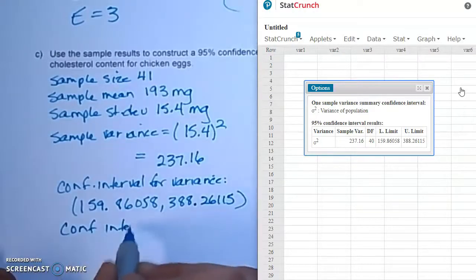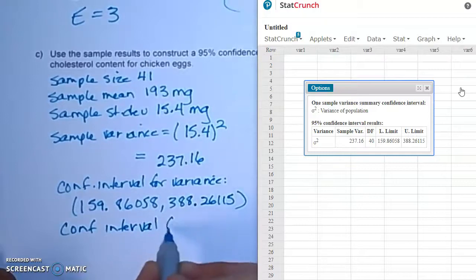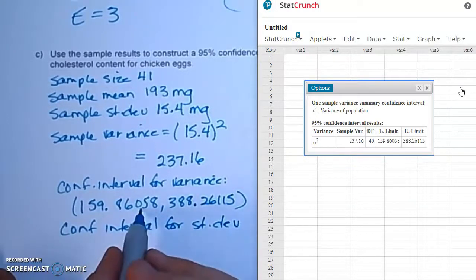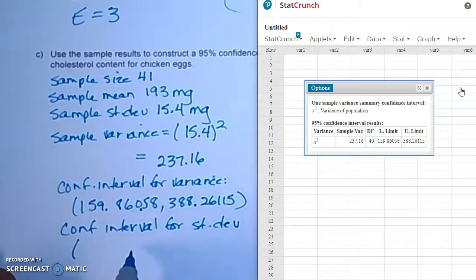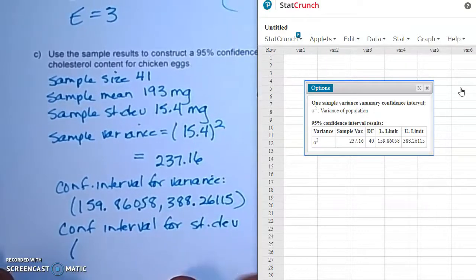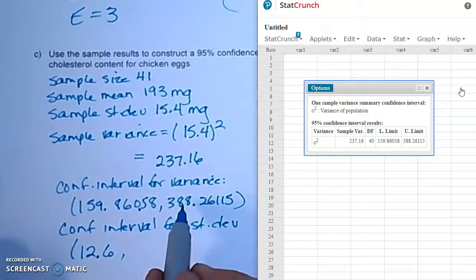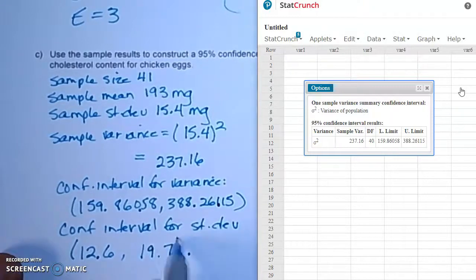From that, I'm going to go to my confidence interval for the standard deviation. That means I'm going to take the square root of this number to get my lower limit for this confidence interval. That gives me 12.6, and now I can round that value. And then to get my upper limit here, I'm going to take the square root of my upper limit there. And that is 19.7.